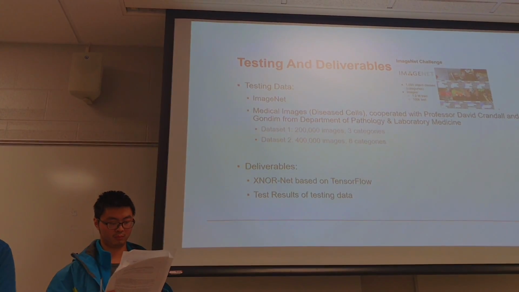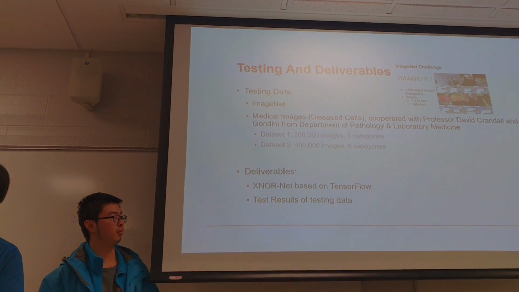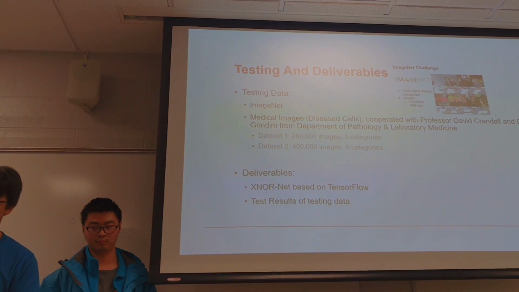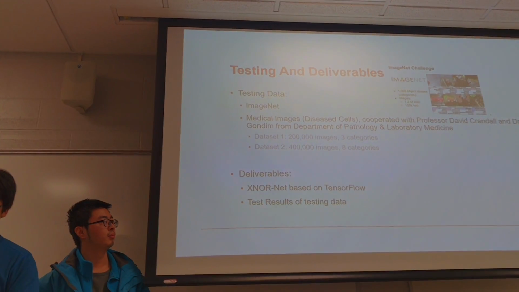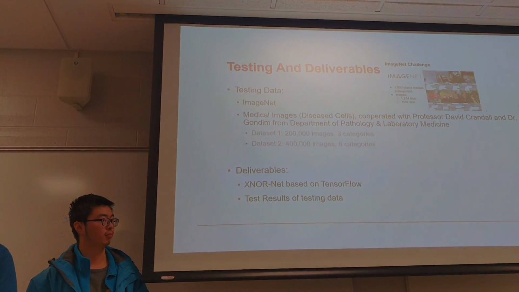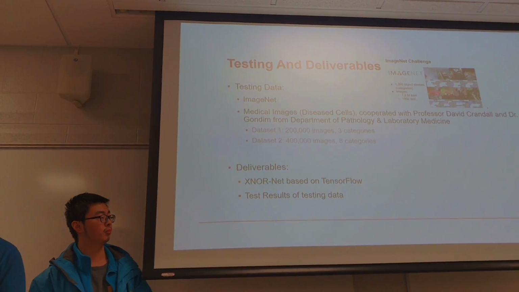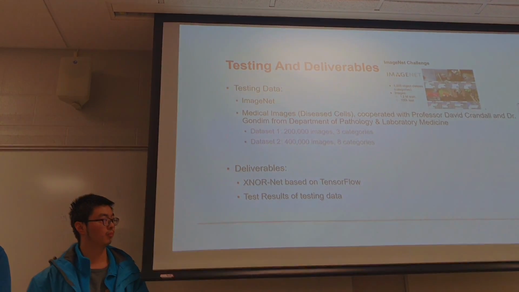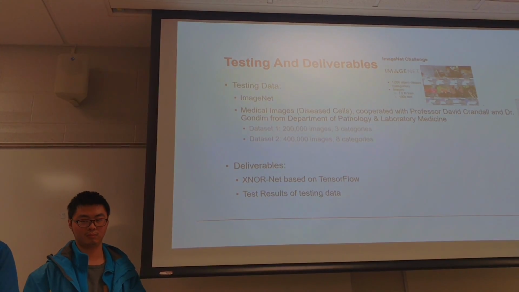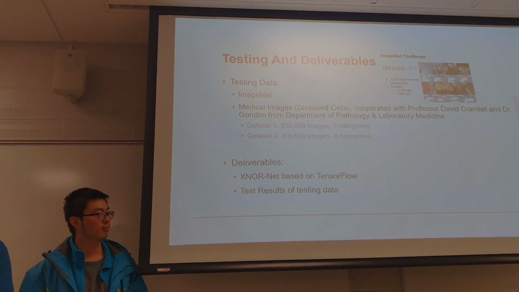And here are the testing and deliverables. Our testing data includes the first, ImageNet data, and some other images. ImageNet is an image database organized according to the WordNet hierarchy, and each node of it has hundreds or thousands of images. Also, I have some other images from Professor Crandall in my independent study. I don't know if the images from ImageNet are too many for our experiments, so maybe we can try some images with fewer categories like this.